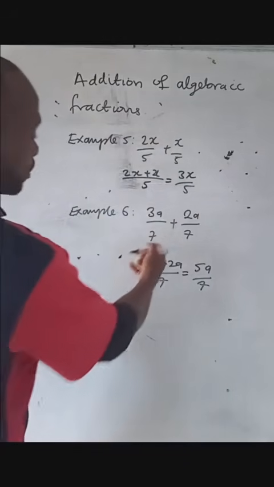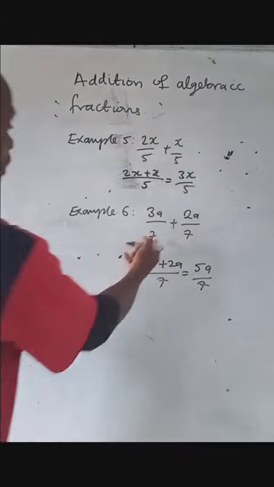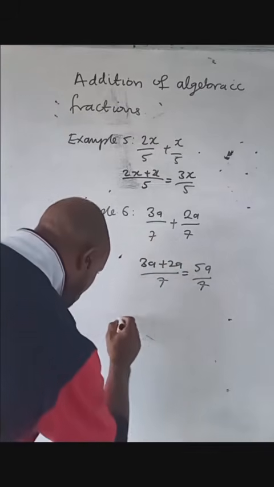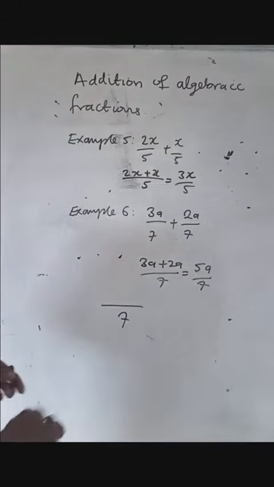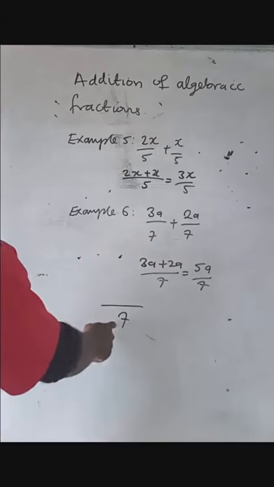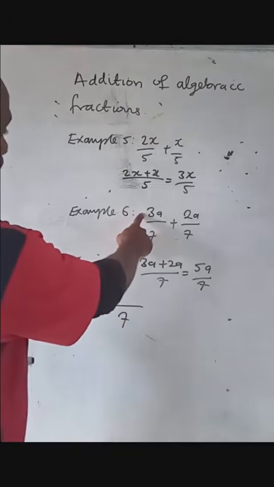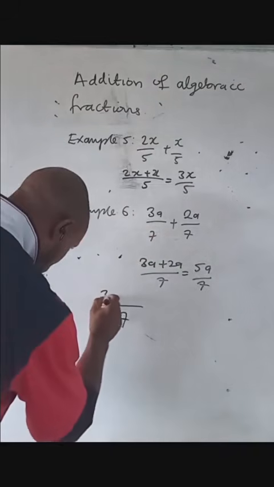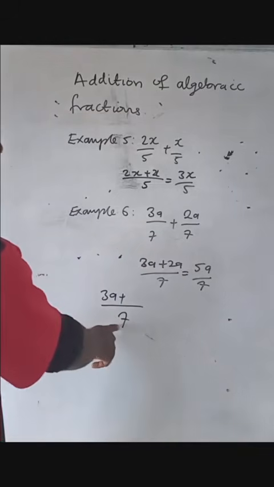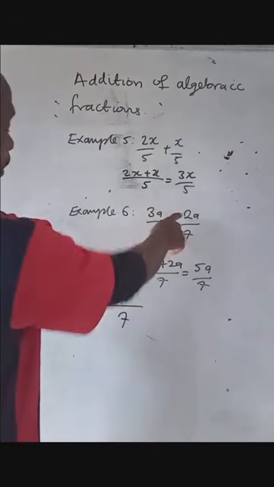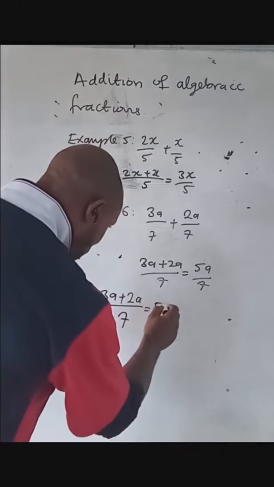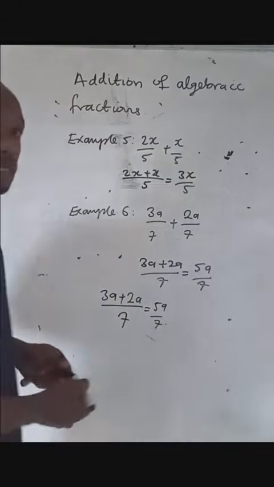You can look for the LCM of the denominators. And the LCM of the denominators, 7 and 7, is 7. Right? The LCM is 7. Now, 7 divided by 7 is 1. 1 multiplied by 3a will give us 3a. Bring down the positive sign. 7 divided by 7 is 1. 1 multiplied by 2a is 2a. So we are still going to arrive at the same answer.